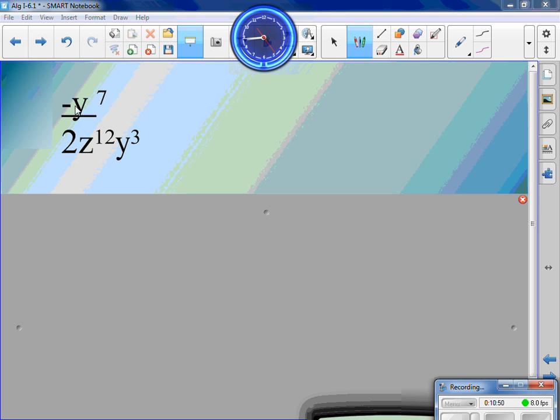First thing we're going to look at is the coefficients. There's my coefficients. I have a negative 1 and I have a negative 2. Can I do anything with negative 1 divided by 2? No. So I'm just going to leave it. I'm going to put negative 2 down there. Alphabetically, what's going to come first? Y. So we're looking at our y's.